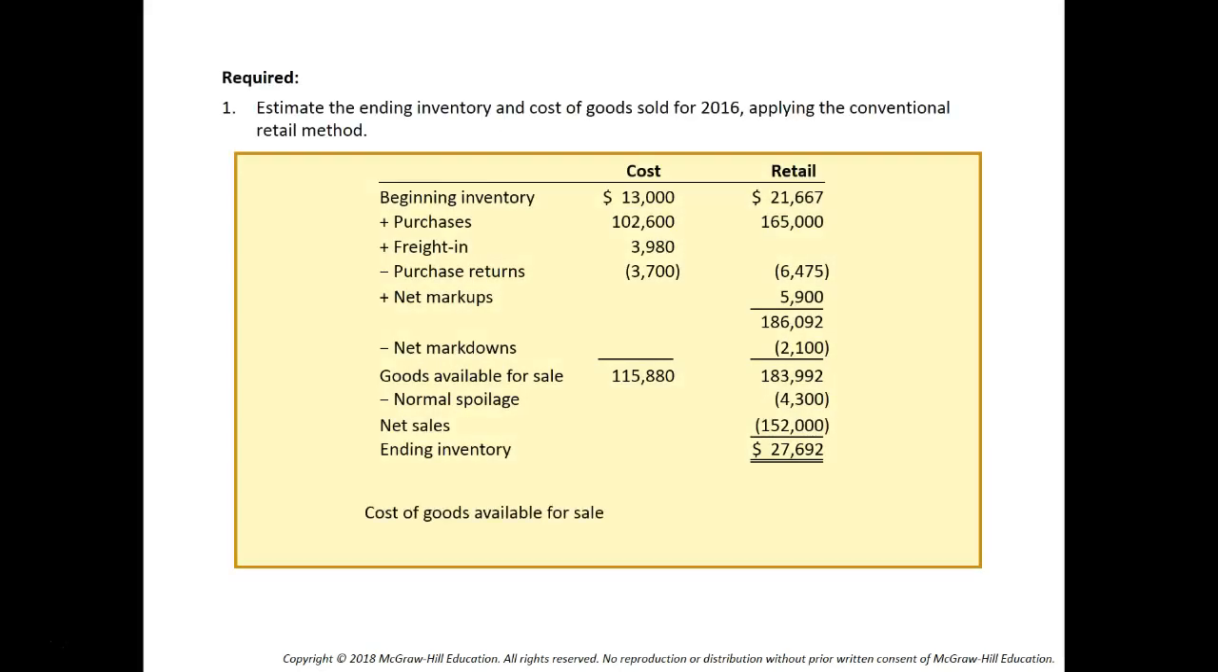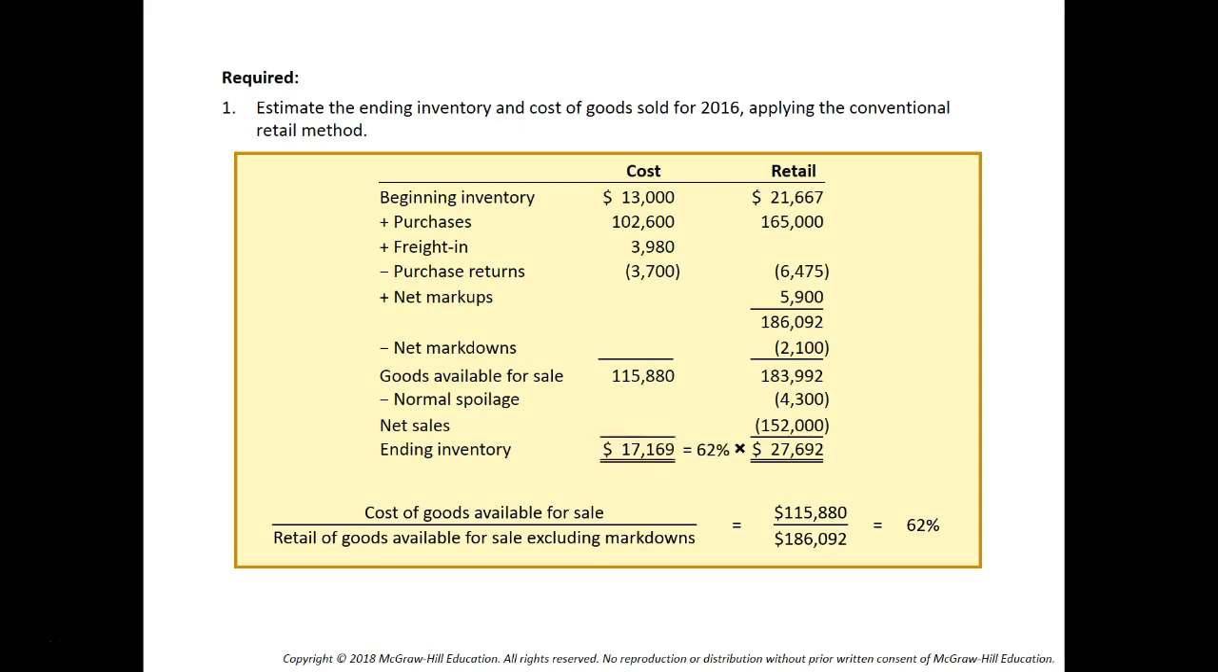Now, we've got cost of goods available for sale. Divide that by our retail of goods available, excluding the markdowns. So that's the $115,880. Divide that by the $186,092. It's going to be cost of goods available without the markdowns. Gives us our 62%. Take our ending inventory at retail by that 62%. Then we can plug in our net sales at cost.